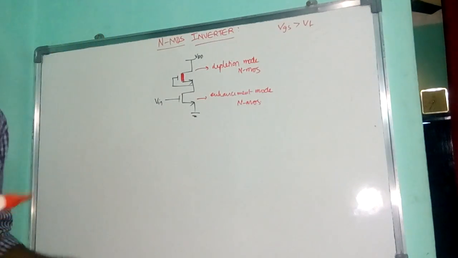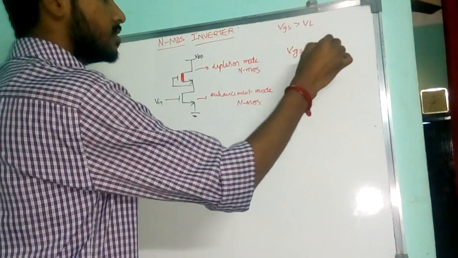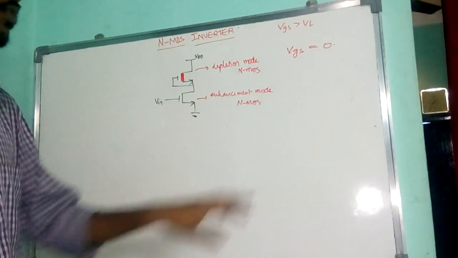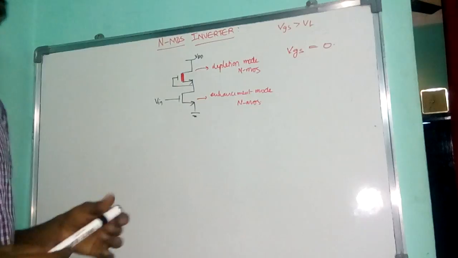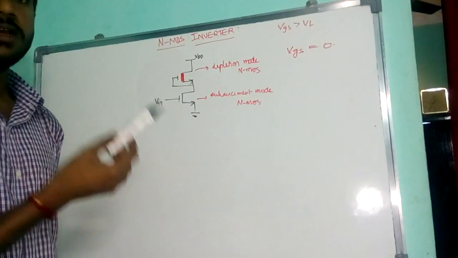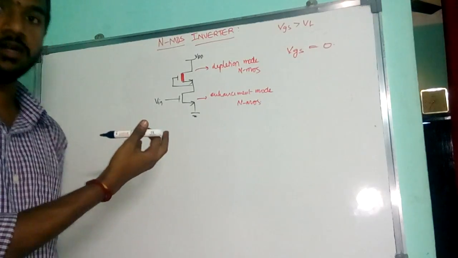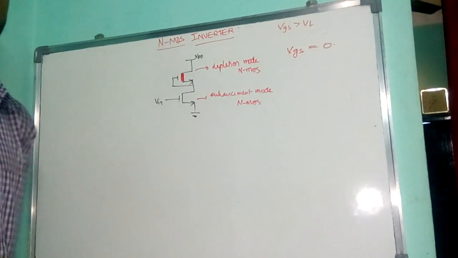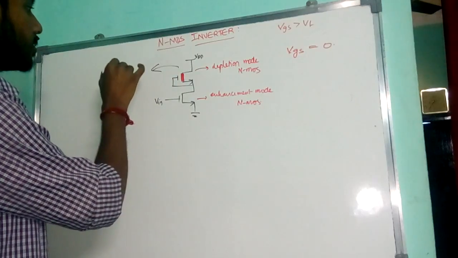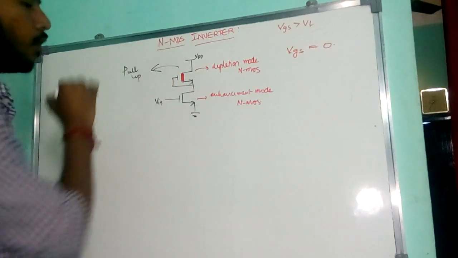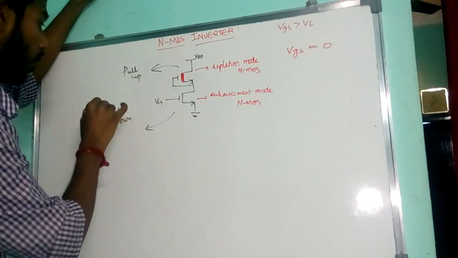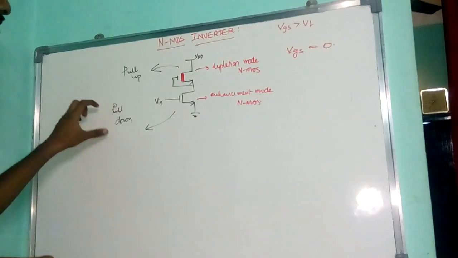For the depletion mode MOSFET, VGS is 0, right? Gate and source are short circuited and the current through the gate is 0. So my VGS is always 0 for a depletion mode MOSFET. Now when I start giving the input to the transistor, one more thing is, we consider this as the pull-up network and this transistor as the pull-down network, right? This is the pull-up network, this is the pull-down network.